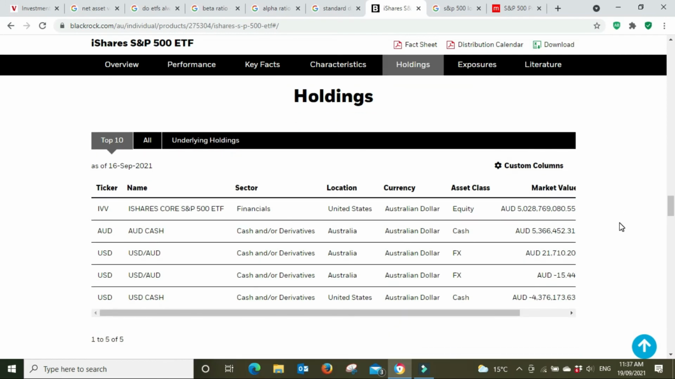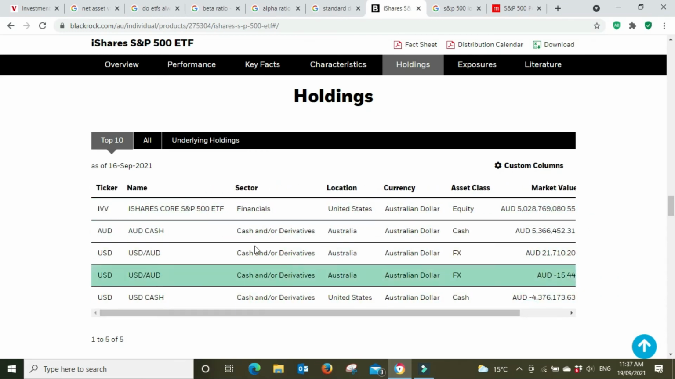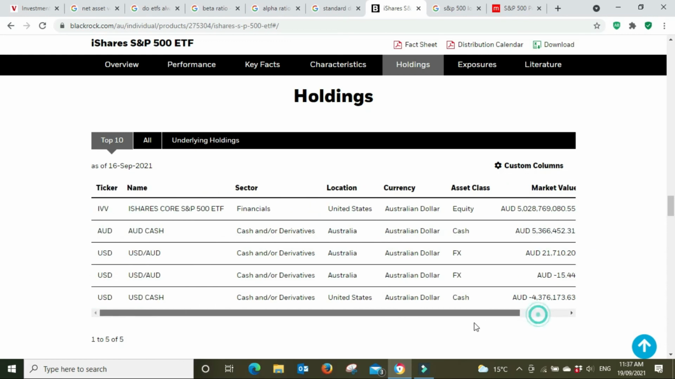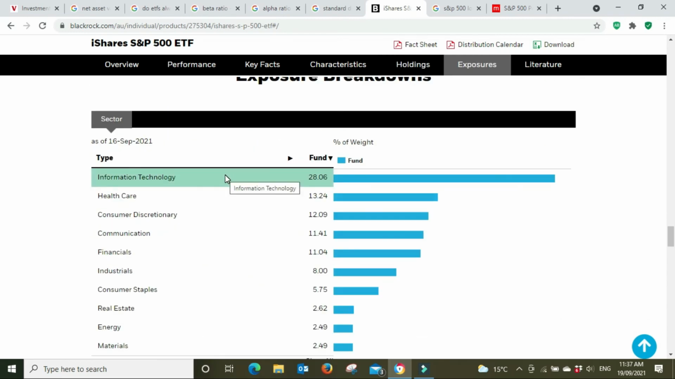And then we've got the holdings, which is just saying that most of it, if we scroll over, you can see 99.98% is in the actual core S&P 500 ETF funds, and we have a small amount in AUD, USD, and AUD, USD foreign exchange. Very small amount. Now this is giving you a breakdown by sector.